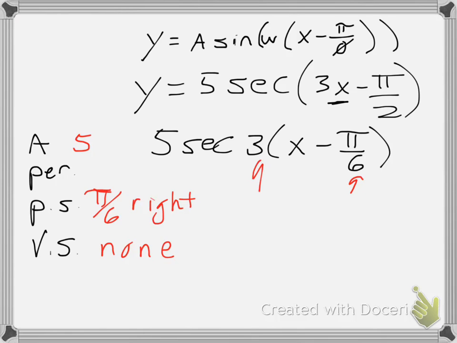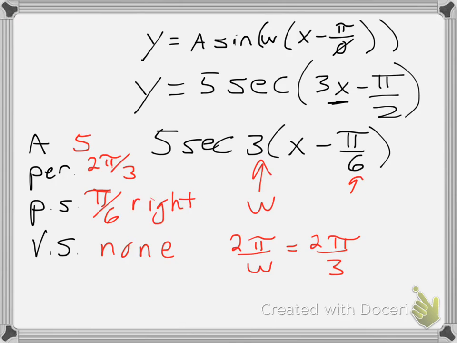And now my 3 becomes my w. And when we're talking about secant, we have a period of 2 pi. So I'll say 2 pi over w, and in this case, I have 2 pi over 3. So this is my new period. And from this information, we're going to make our graph.